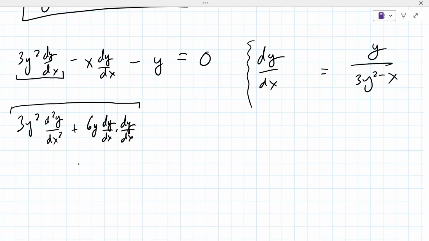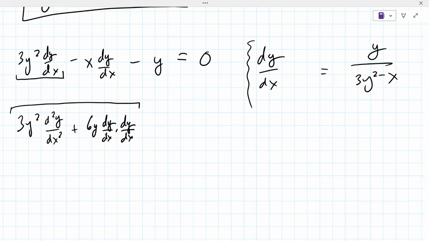Wait, why do we have two dy dx's? The first one comes from the derivative of 3y squared. The second one comes from this. And just to be clear, these are not the same: d squared y dx squared and dy dx times dy dx. They're not the same.